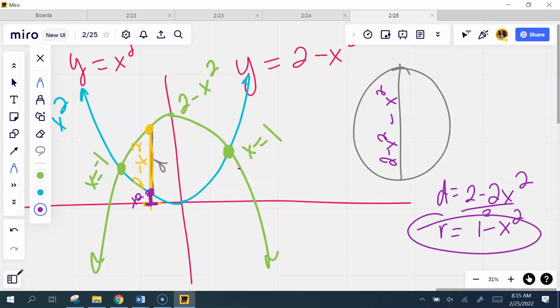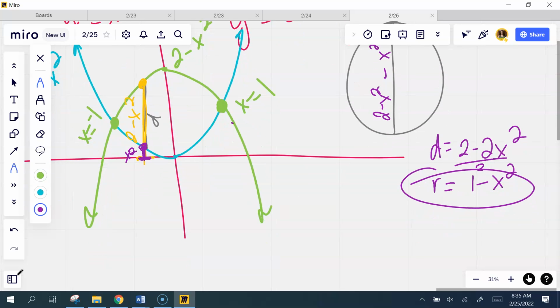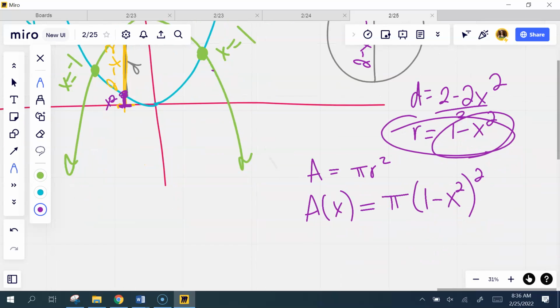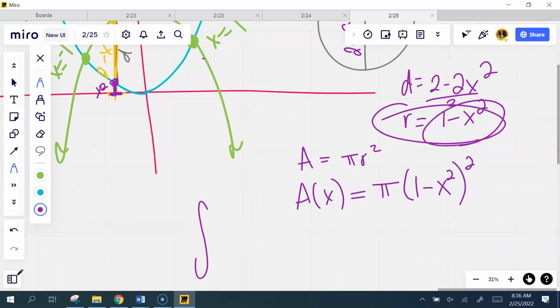How do you find the area of a circle? Pi r squared. This is the radius. So the area of one of my circular cross sections would be pi times r squared. Now, to find the actual volume, I have to integrate. So I'm going to do the integral. What am I going from? From what to what? From -1 to 1 of pi times 1 minus x squared dx.